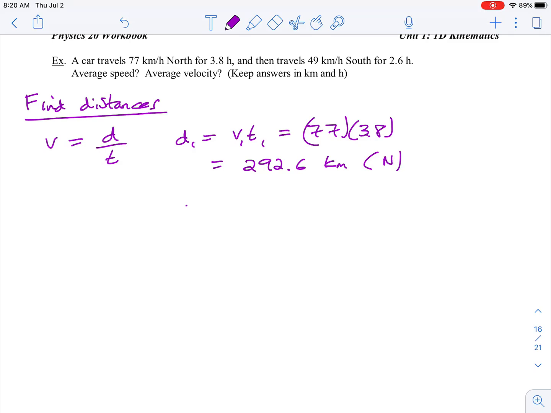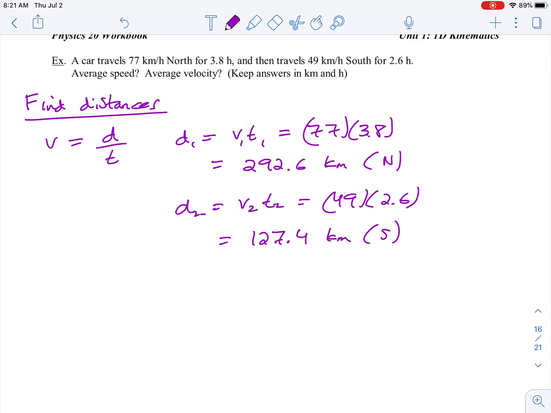We could do the same thing for the second one. So that's going to be 49 times 2.6. So about 127.4 kilometers, and that's going towards the south. Okay, so that's step 1.